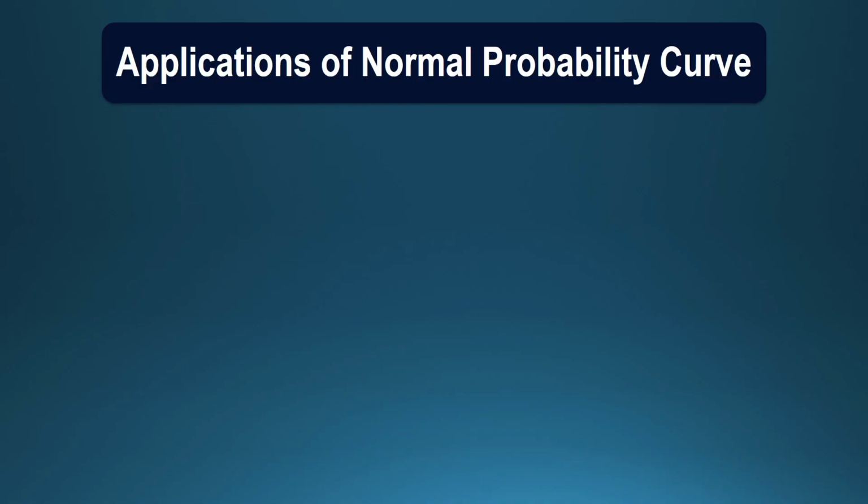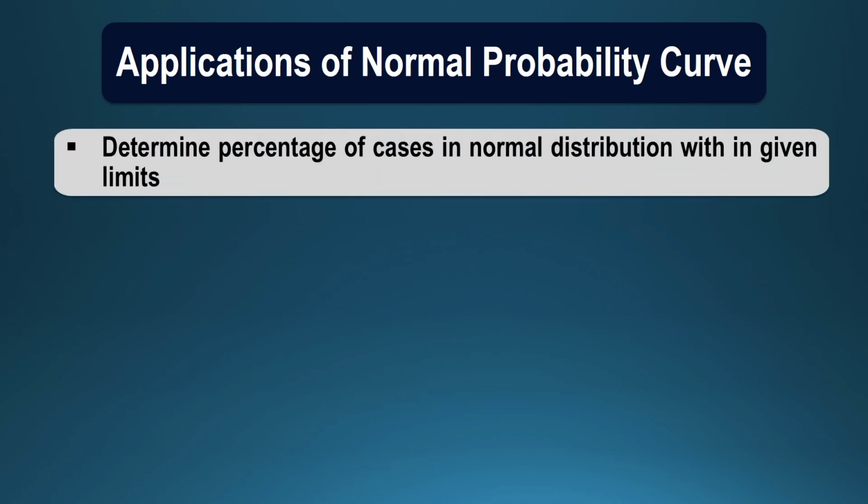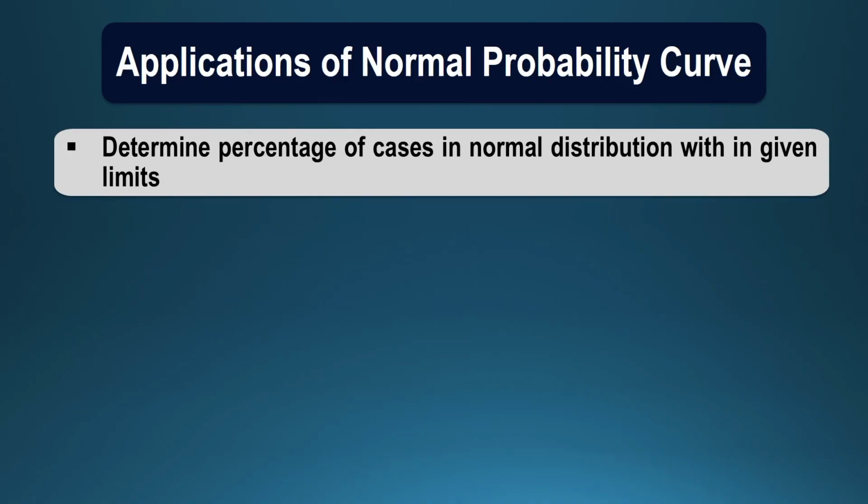There are a number of applications of normal probability curve. Normal probability curve can be used to determine the percentage of cases in normal distribution within given limits. For example, if you would like to find out how many cases lie between mean plus minus 2.5 sigma, then you can go to table A where you find the number of cases under the area curve, and you can find out how many cases lie between mean plus minus 2.5 sigma.